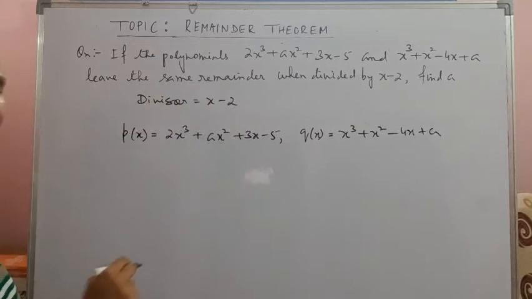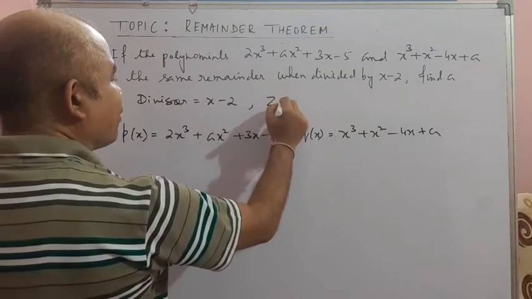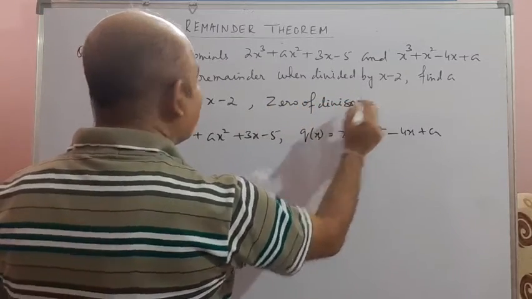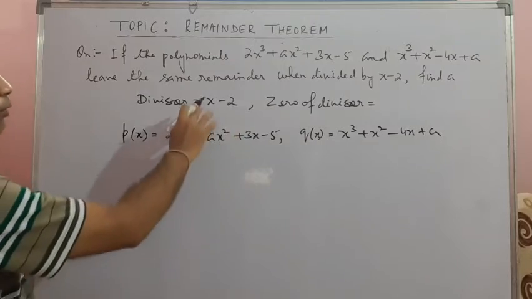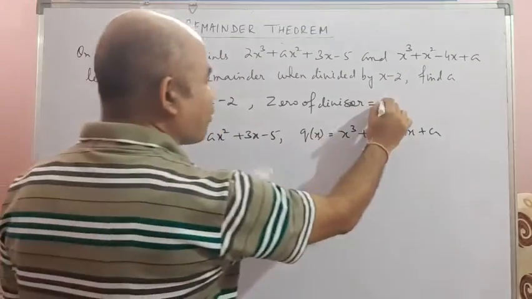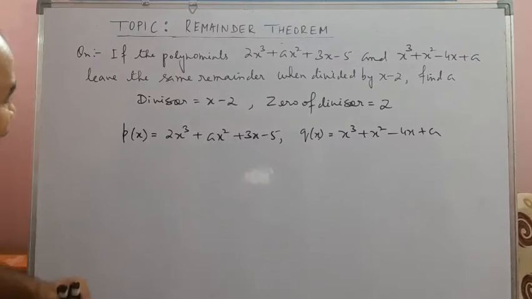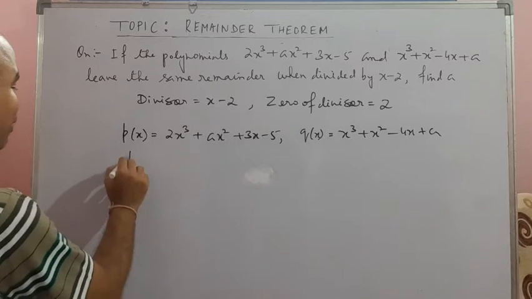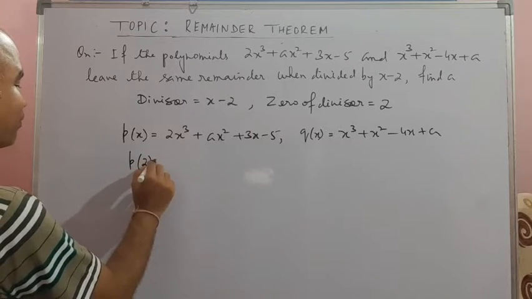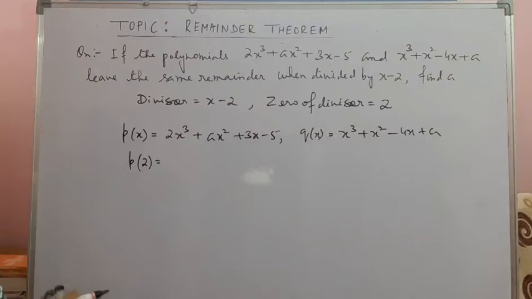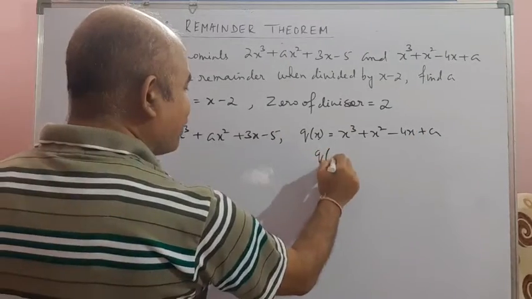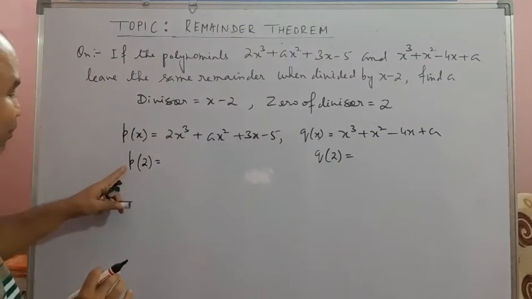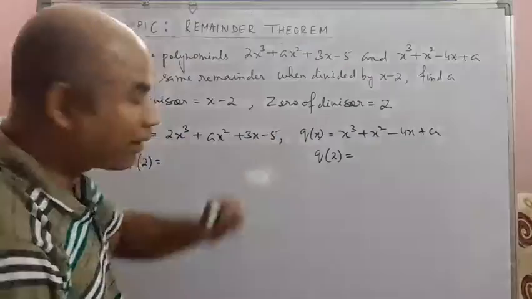What is the zero of x minus 2? What is the zero of the divisor? Verbally you can calculate it, all of you know this, very simple. The zero of the divisor is x equal to 2, because when you put x equal to 2, 2 minus 2 is 0. Now when this divisor divides this polynomial, what will be the remainder? In place of x, you write 2, the zero of the divisor. Similarly for the other polynomial. That means for this polynomial the remainder is p(2), and for this polynomial the remainder is q(2).